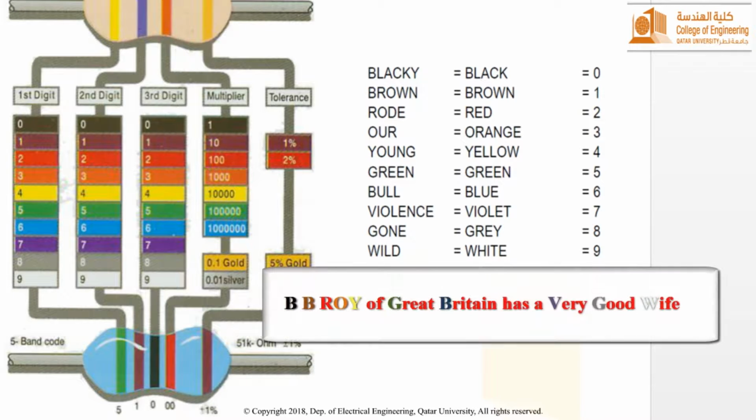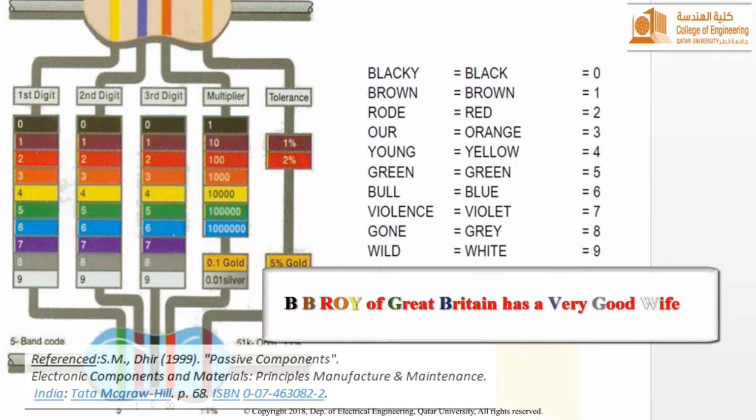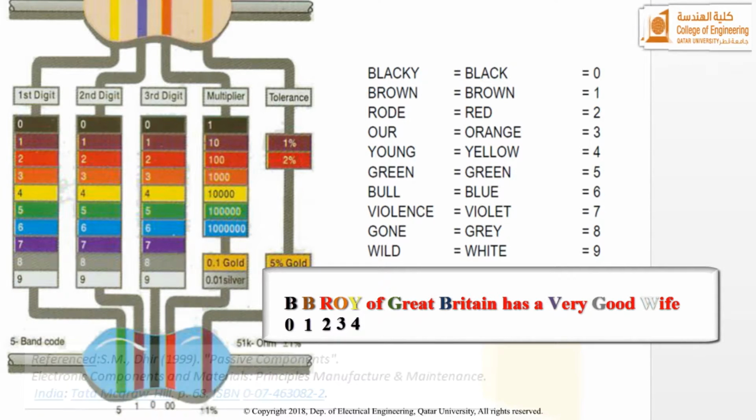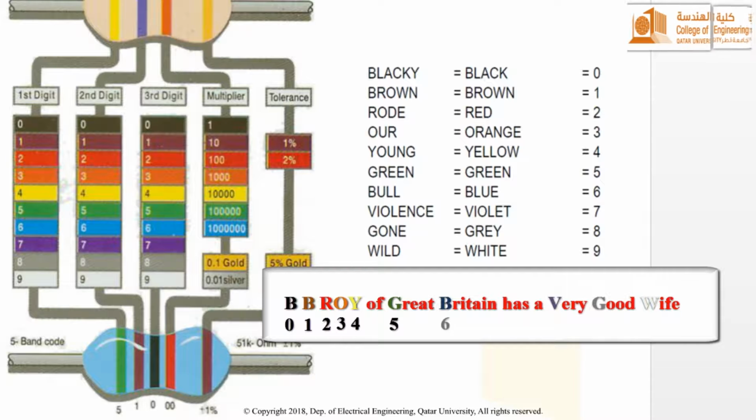If you look at the statement, B.B. Roy of Great Britain had a very good wife. The letters which are in capital are the numbers of the color, and we can just number them. So it's 0, 1, 2, 3, 4, 5, 6, 7, 8, 9. So now we know the numbers associated with each color.